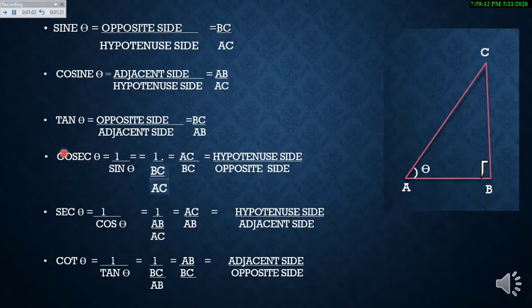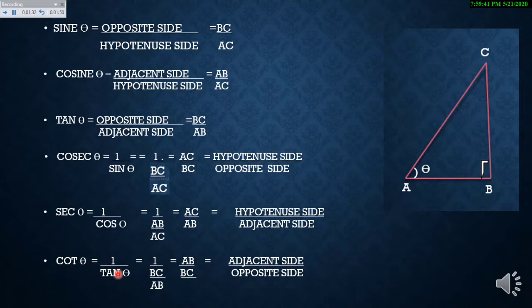Cosecant theta, we can write cosecant theta as 1 by sine theta. It is the reverse of sine theta. So we have sine theta as BC by AC. So we can take cosecant theta as AC by BC, that equals hypotenuse side by opposite side. Secant theta equals 1 by cos theta. Same here, it will become the reverse of cos theta, and that equals hypotenuse side by adjacent side.